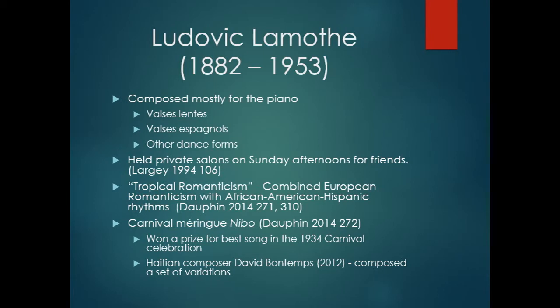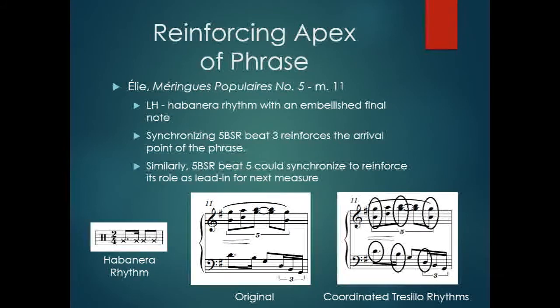His Carnival Meringue Nebo won a prize in the 1934 Carnival celebration, and the composer David Bontemps composed a set of variations for it. For the next example, I would like to look at another meringue populaire. This is Meringue Populaire number 5 by Justin Ellie.